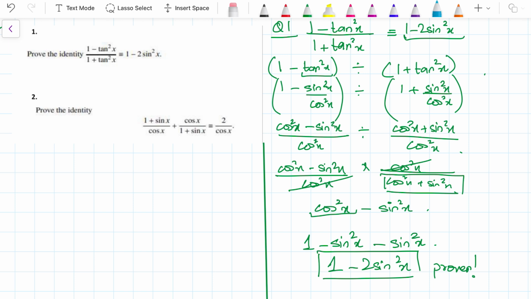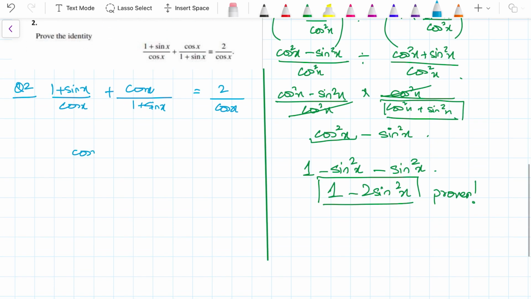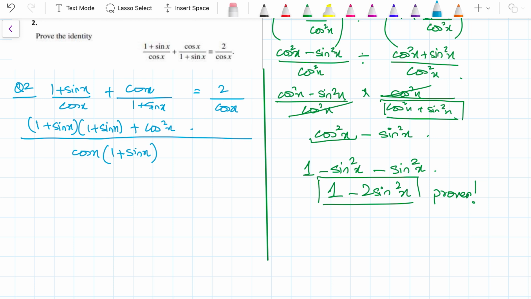Okay, let's do the second question now. (1 plus sine x) upon cos x plus cos x divided by (1 plus sine x) equals 2 upon cos x. So the first thing is, since it's a fraction, we need to take the LCM. So fractions need to be eliminated. They need to be simplified. (1 plus sine x) into (1 plus sine x) plus cos square x. Multiply the brackets.